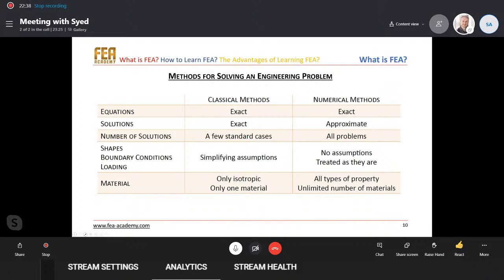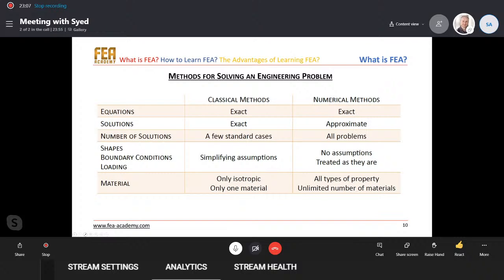So for the equations, the classical methods and the numerical methods, the equations are exact. For the solutions, the solutions are exact for the classical methods, but they are approximate for the numerical methods. In terms of number of solutions, we can only use a few standard cases for the classical methods, while all the problems can be solved with the numerical methods.